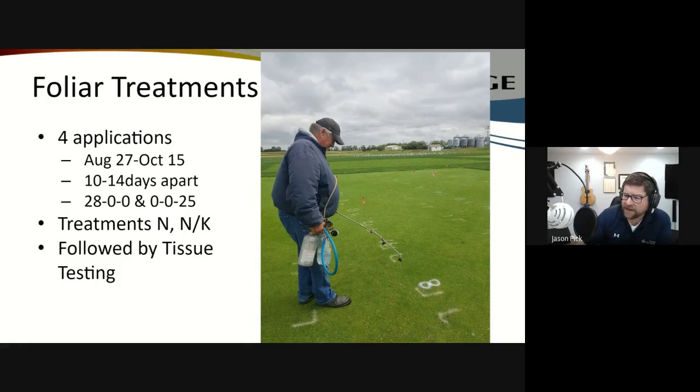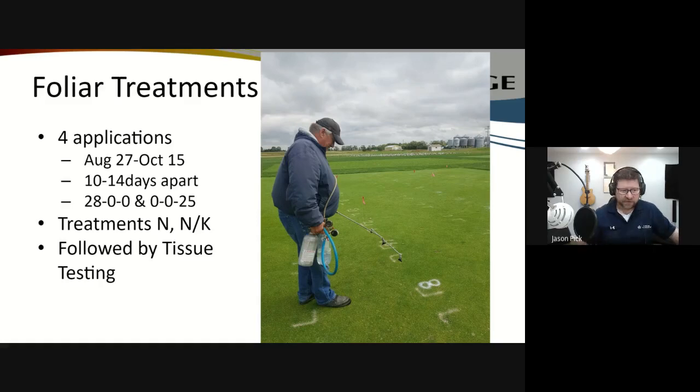The idea to how we applied these fall treatments, where we had 4 applications laid out, August 27th right through till October 15th, 10 to 14 days apart, which is, as we've discussed, the maximum that a plant can use in a 2-week period, about 1/3 of a pound being the maximum. At least that's what we believe. But we know that no matter how much you put down, after 14 days, she's done. So that was the principle behind the timing of those applications.